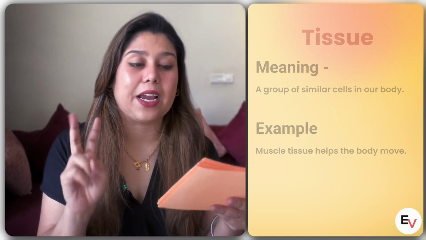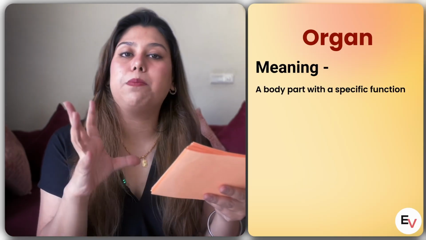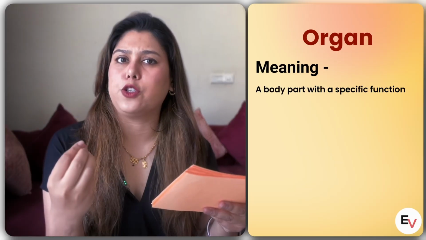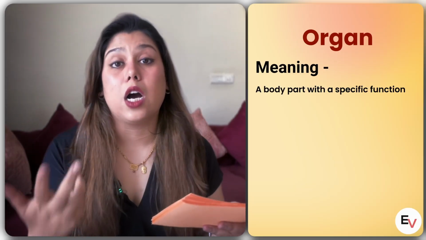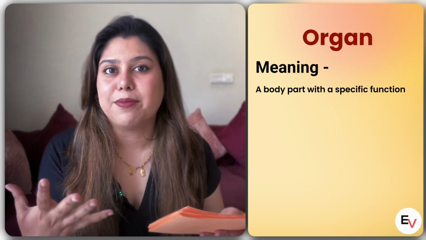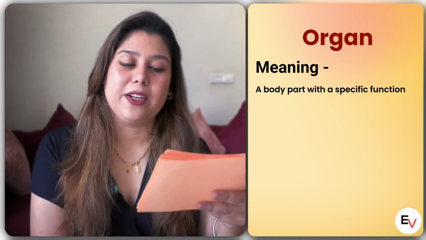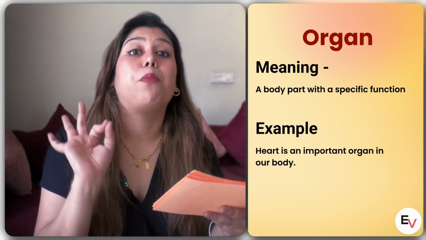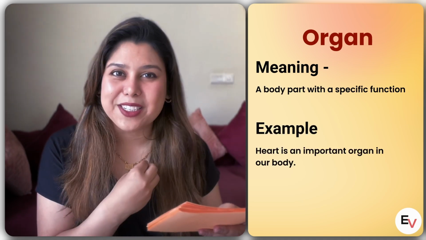Moving on to your second word, organ. Repeat after me, organ. Now, organ means a body part with a specific function like heart or lungs or kidney or liver. Now, let's frame a sentence with this word. Heart is an important organ in our body.